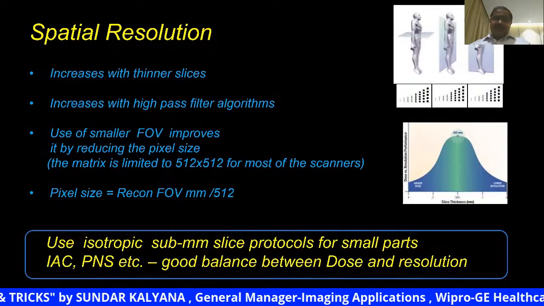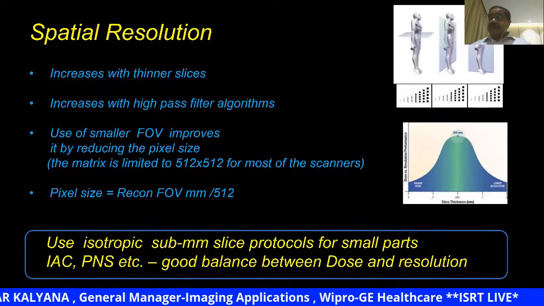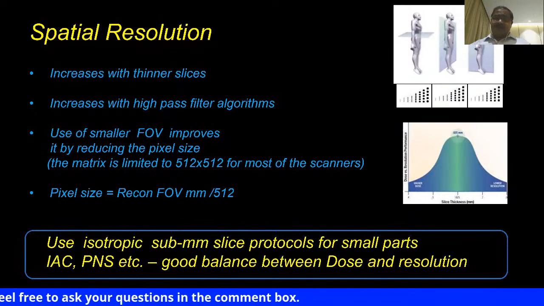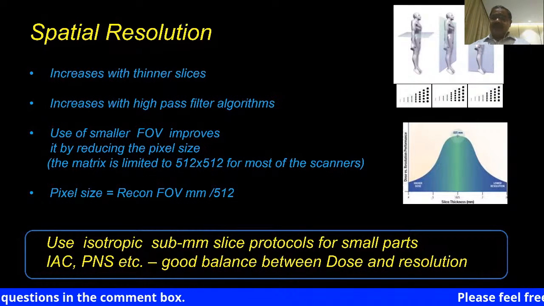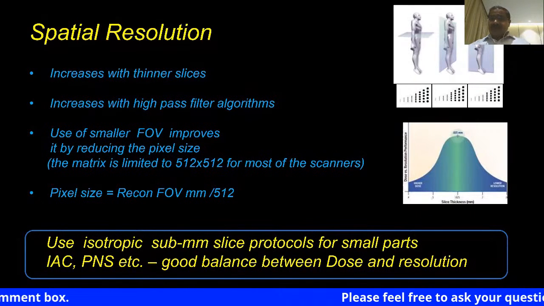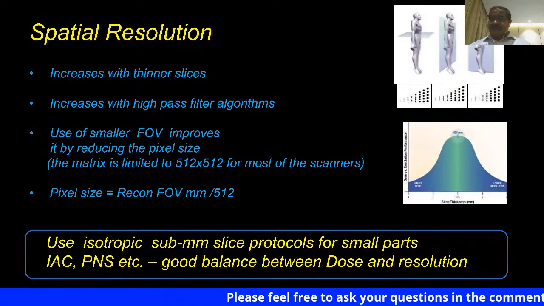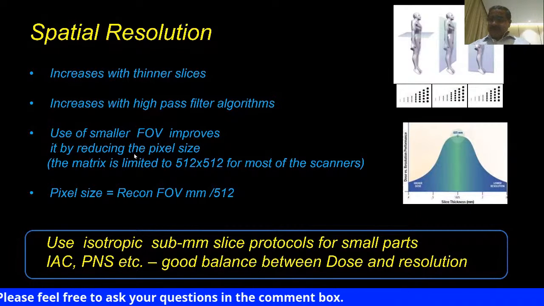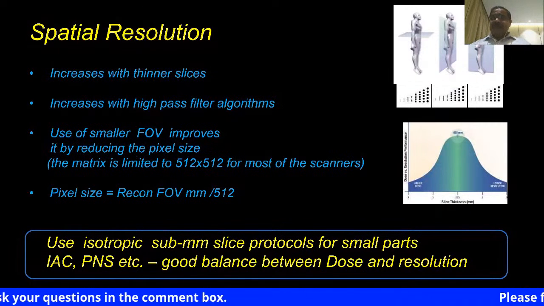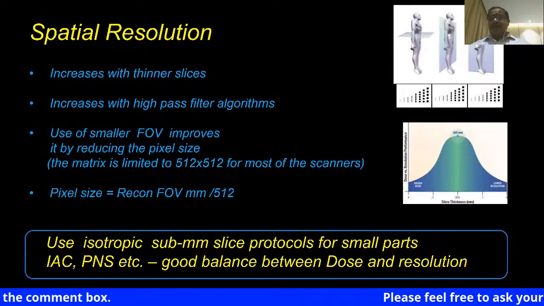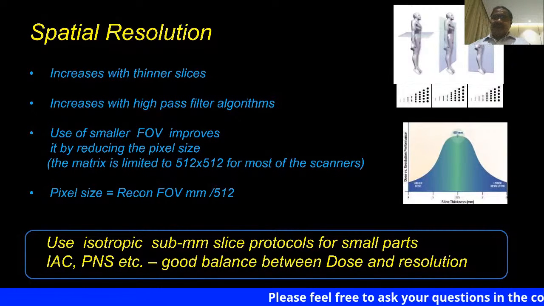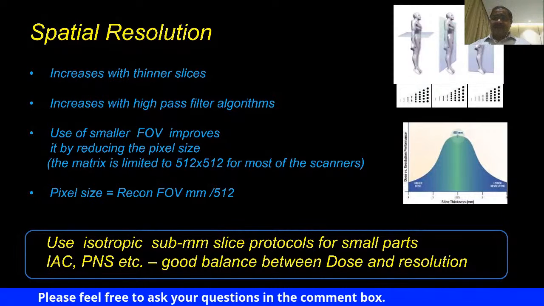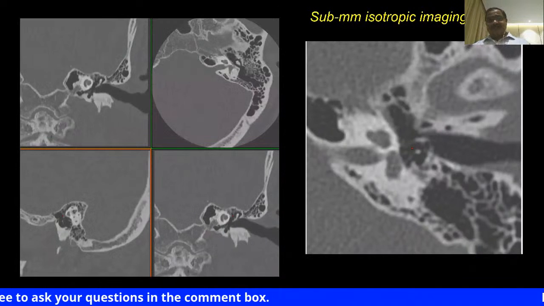As a recommendation, I would suggest to use isotropic submillimeter protocol as much as possible for small parts, and for large body parts like abdomen or chest, you may use 1 millimeter or slightly larger slice thickness. So whenever you need high spatial resolution, the recommendation is to use a smaller reconstruction field of view and use a high pass filter. We'll see what the high pass filter is and its effect.